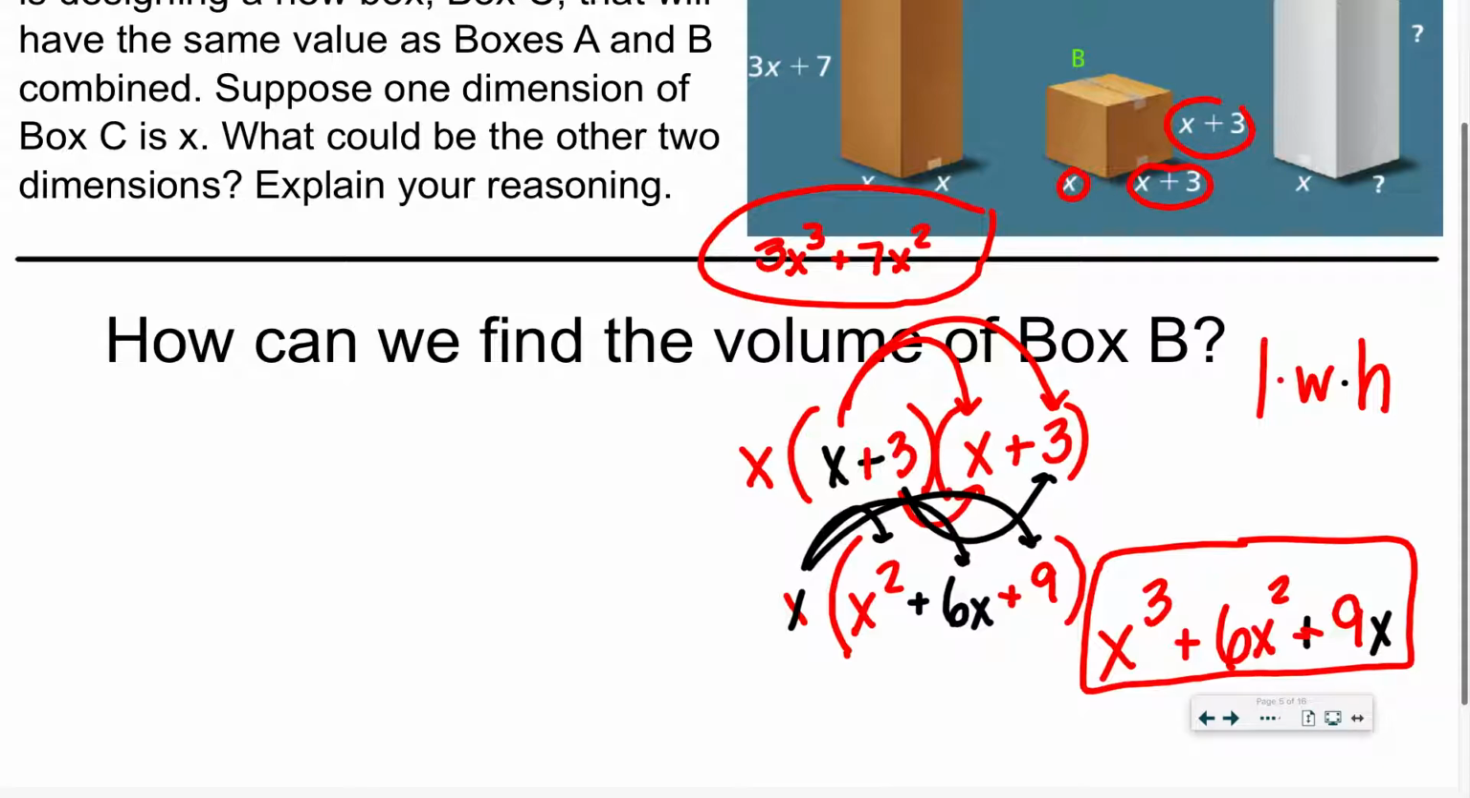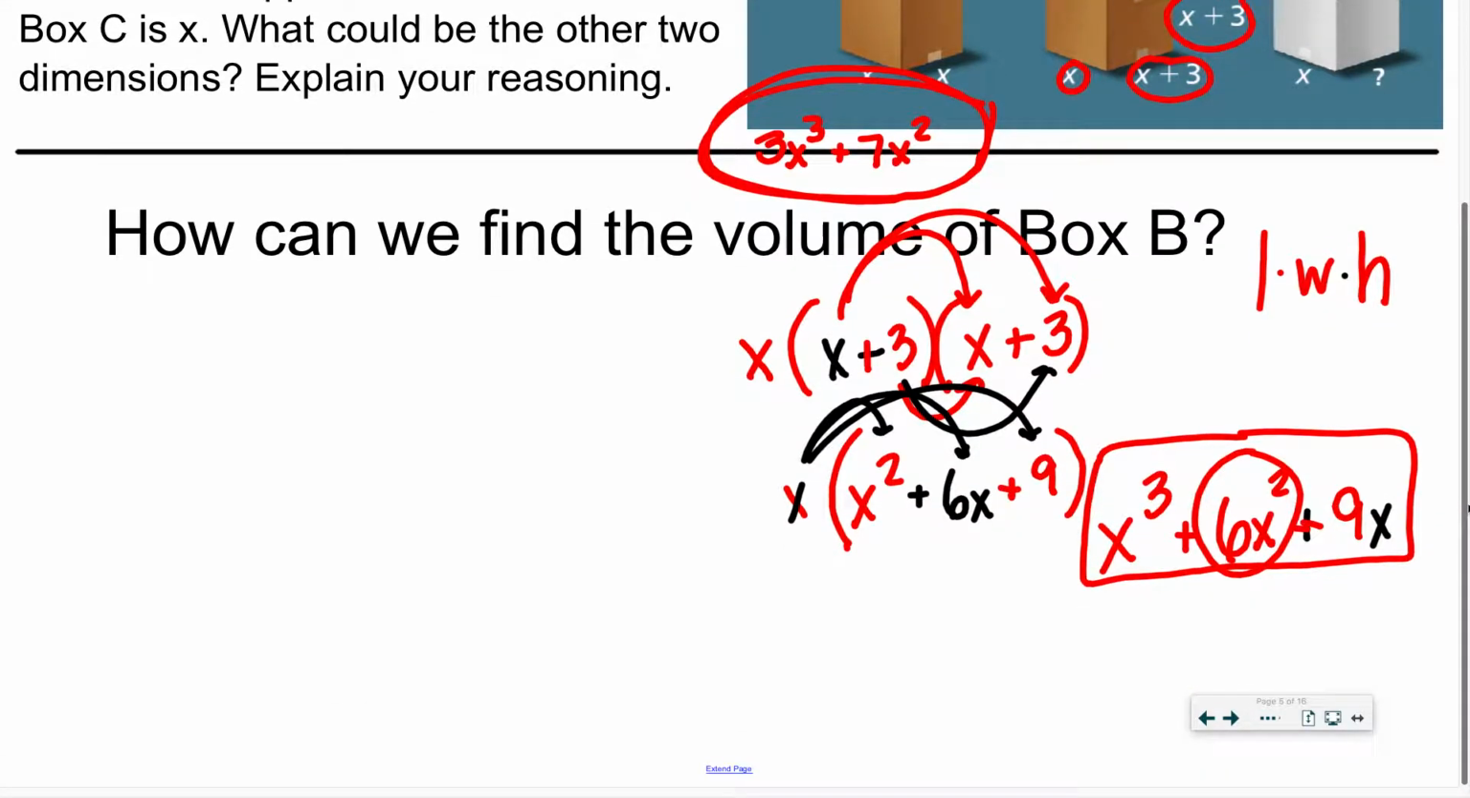Who can give me an example of something that I could combine here? Patrick, what do you got? Nothing. Okay, Laura, what do you got? 6x squared and 7x squared. Yeah, if I'm combining these two expressions, I can combine the 6x squared with the 7x squared. And how many x squared would I have? Alright, so 13x squared. Good, so I've added that and that.